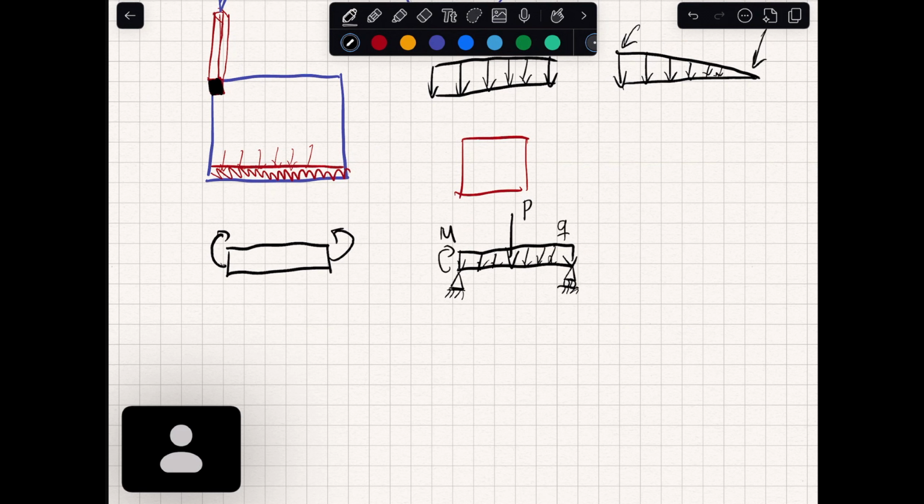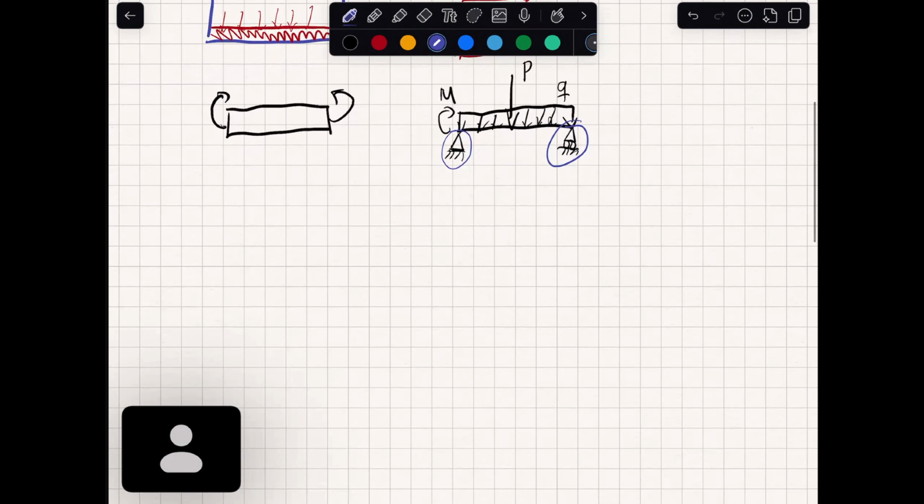But how do we know the reaction forces of each support? We know in these cases where we have statically determinate beams, then we can find them by three equations, which is horizontal equilibrium, vertical equilibrium, and also moment equilibrium.